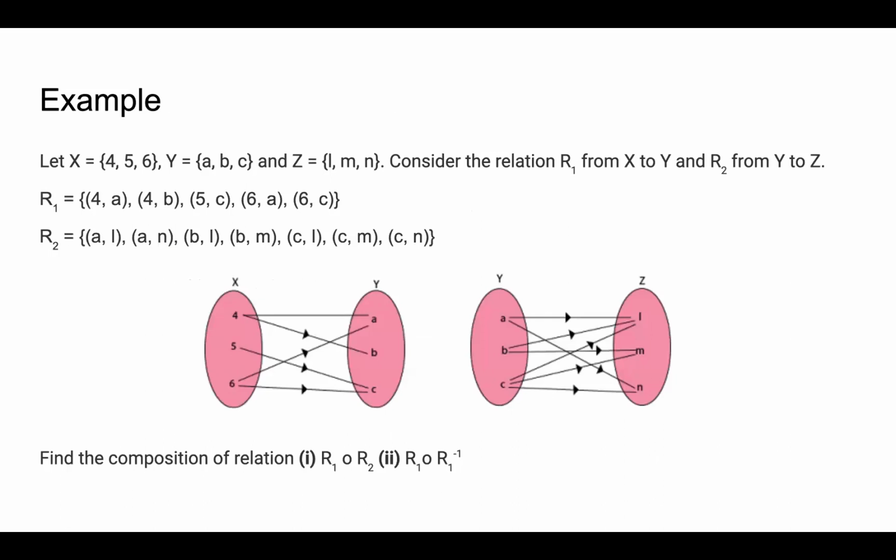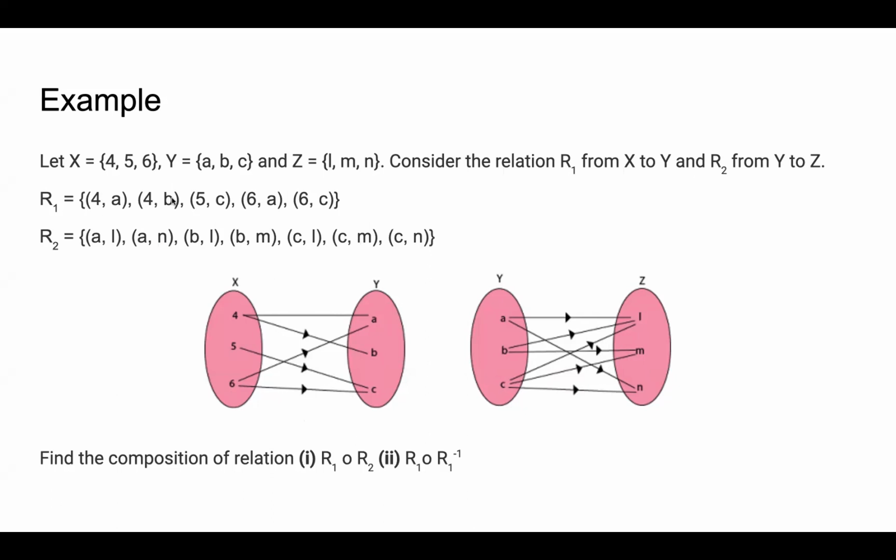Then we can see with the help of examples, so you will get a clear idea. Let X be equal to {4, 5, 6} and Y be equal to {A, B, C}. With the help of diagrams, it is written here. X is {4, 5, 6}, Y is {A, B, C}, and Z is {L, M, N}. Consider the relation R1 from X to Y and R2 from Y to Z.